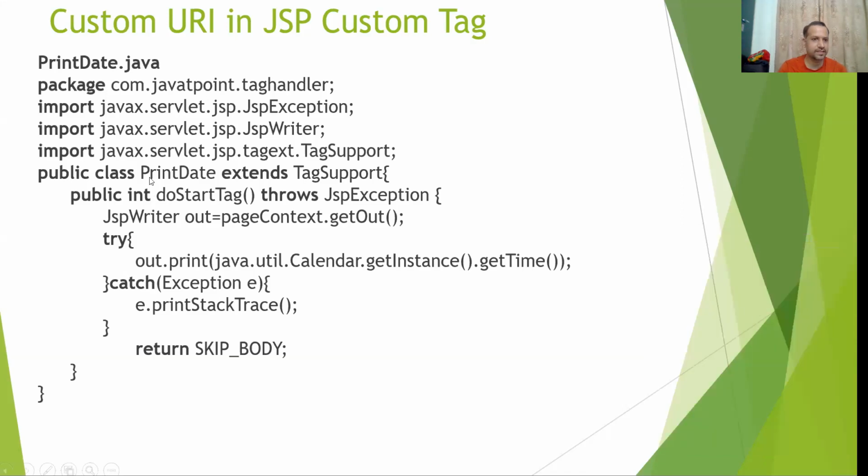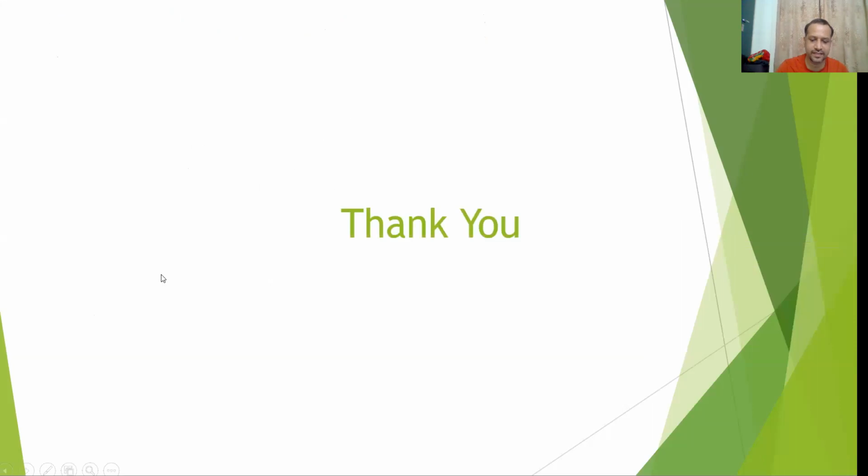These are the contents that you are going to check, and doStartTag is going to print, as in the first example that I have shown. That is going to print the calendar. It is going to get the java.util.Calendar class and its instance, and then use the getTime method, and it is going to print the current date and time. Thank you.